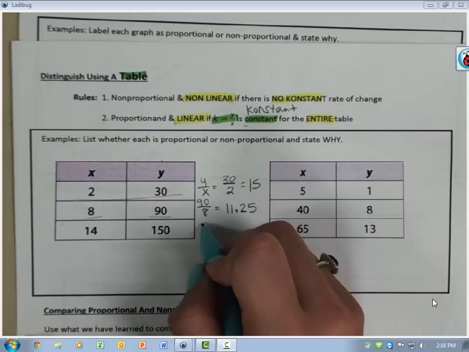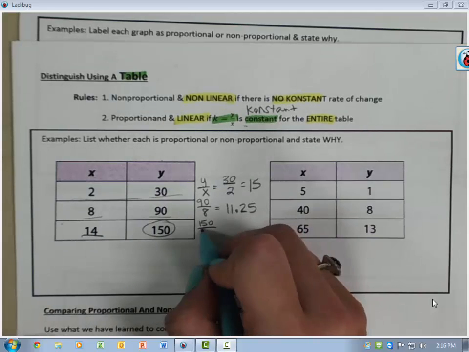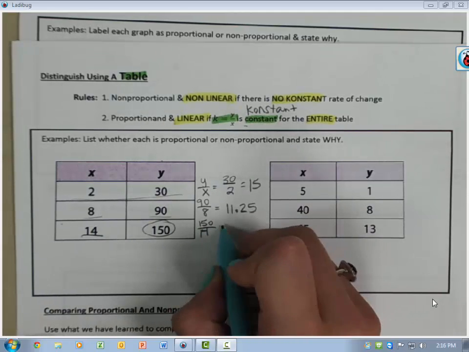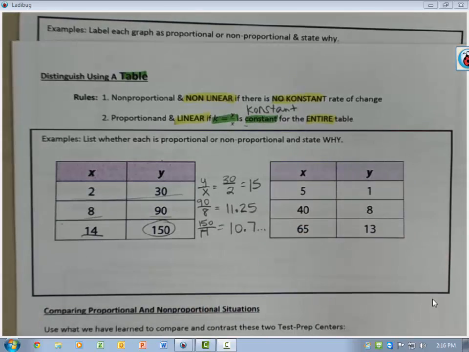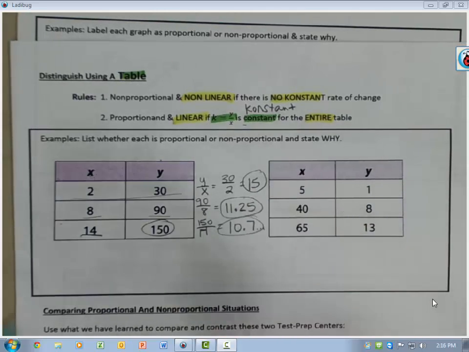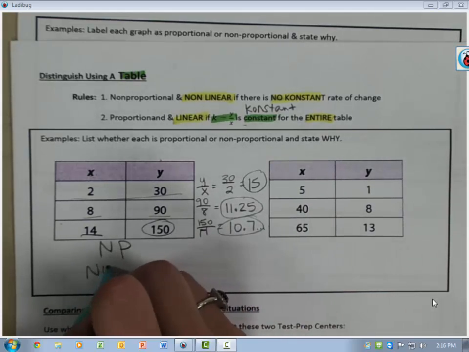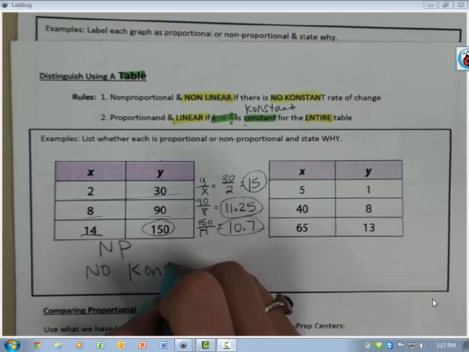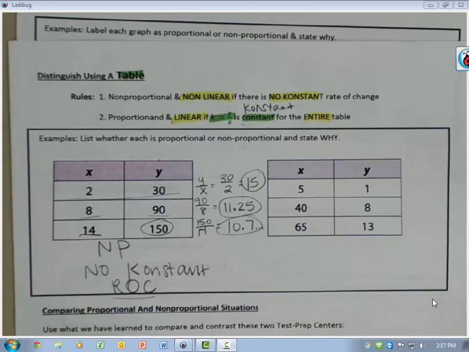And if you did 150 Y divided by X divided by 14, you would have got a repeating, ongoing decimal, so about 10.7. Now if you look, we have 15, 11, and 10. We know that it's non-proportional, no constant rate of change.